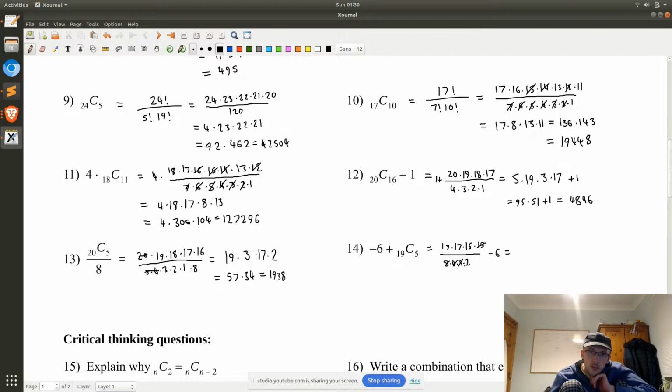Four and the 2, I'm going to turn that into just regular 2. So 19 times 17 times 2. And then take away 6. 19 times 17, well, that's 323. And then double that. 646. And take off 6. 640.